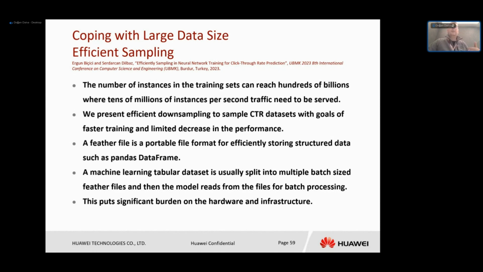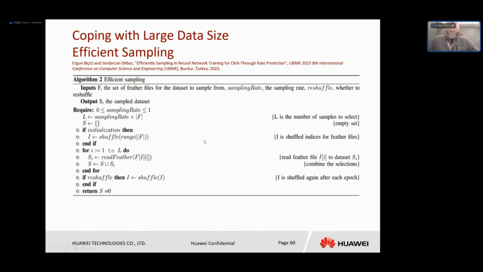So we developed efficient sampling, where we input a sampling rate from 0 to 1, maybe 0.05, for instance 5%, or 50%, 25%, which is multiplied by the number of feather files to obtain L. Then we shuffle all of the data files, and from 1 to L, for the number of data files we want to read, we read the instances from these sampled data files and concatenate them to obtain a larger data set. And then we shuffle the indexes.